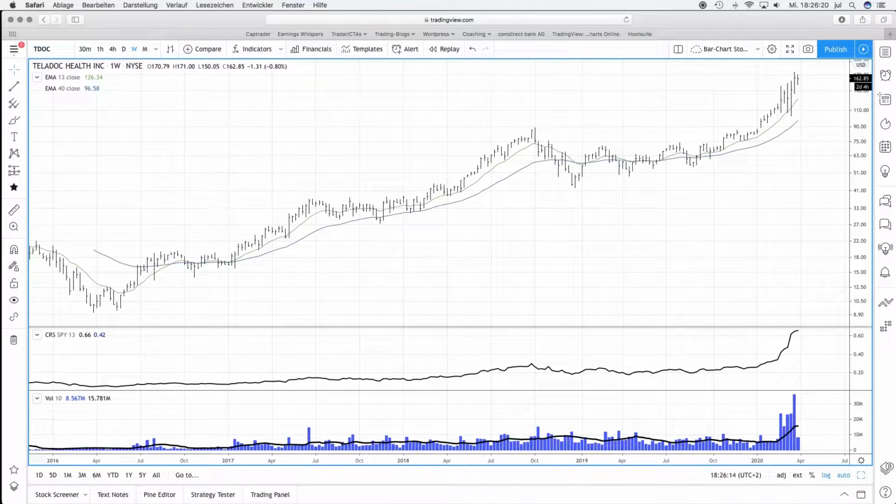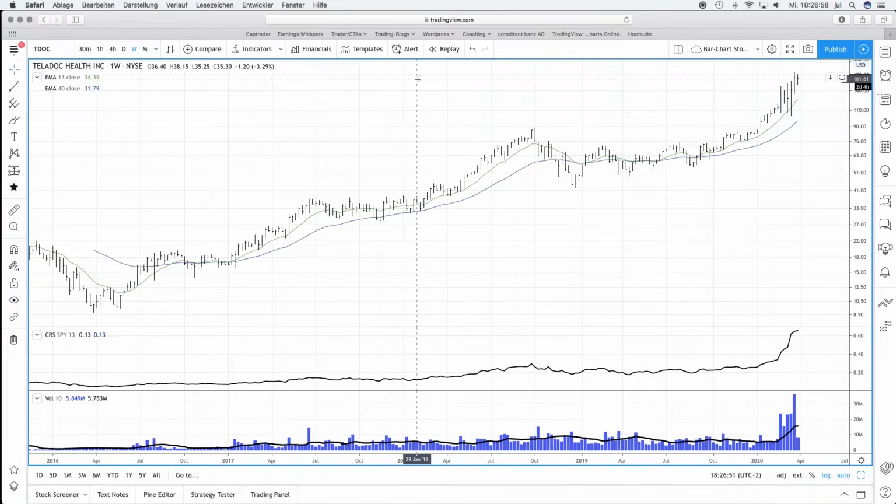Hi guys, today I want to make a small video for you about a chart pattern, the VCP or Volatility Contraction Pattern. I learned that pattern from the books of Mark Minervini, and it's a really simple chart pattern to spot. And I prepared an example here, a very recent example from the stock TELADOC.